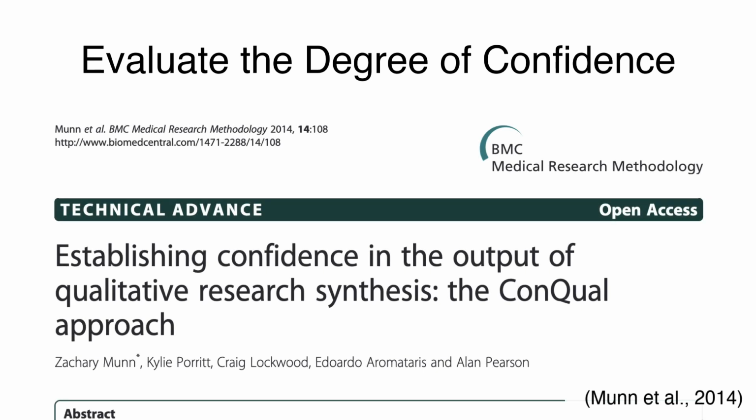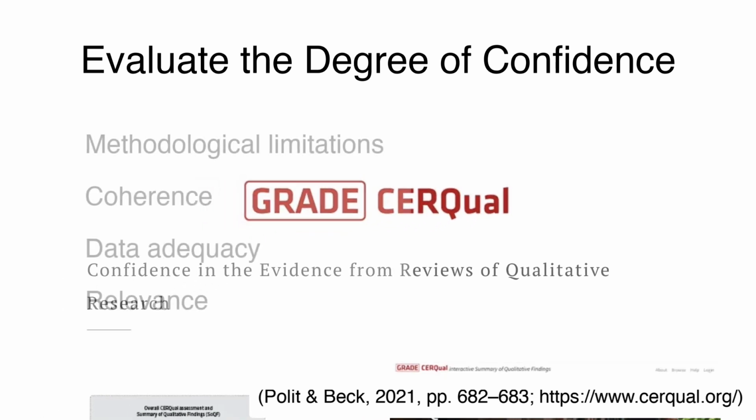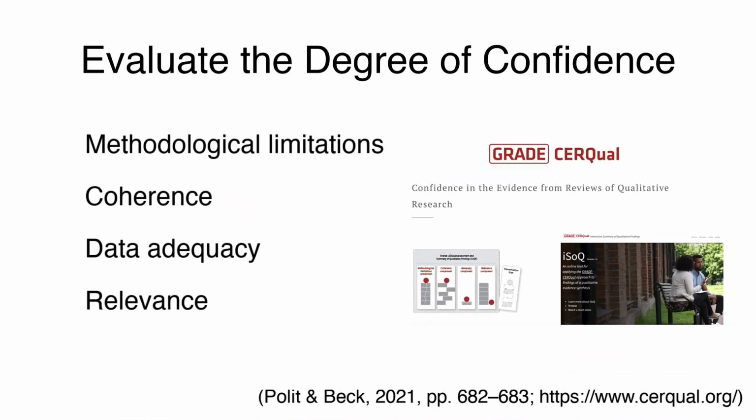Similar to the GRADE rating system, JBI developed ConQual for rating qualitative evidence synthesis, which rates reviewer confidence of each study. Another example of qualitative confidence rating is the GRADE-CERQual, which stands for the confidence in the evidence from reviews of qualitative research. The GRADE-CERQual rates 4 aspects for each of the findings: methodological limitations, coherence, data adequacy, and relevance.